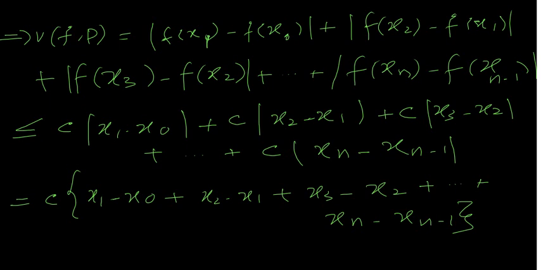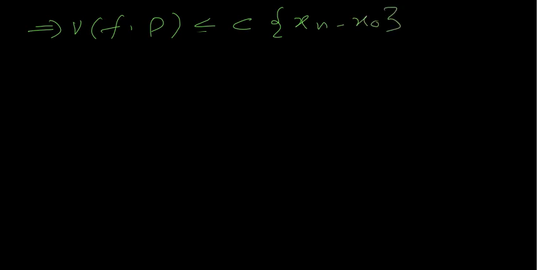So this sum is equal to, which implies this variation, the variation of f over P, is less or equal to c times xn minus x naught, and that's equal to c times b minus a. You can see this variation is less or equal to a number which is independent of the partition, because the endpoints do not depend on any partition; they are always the first and the last point of any partition.